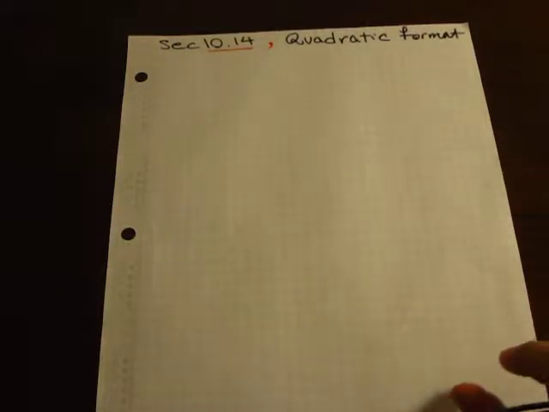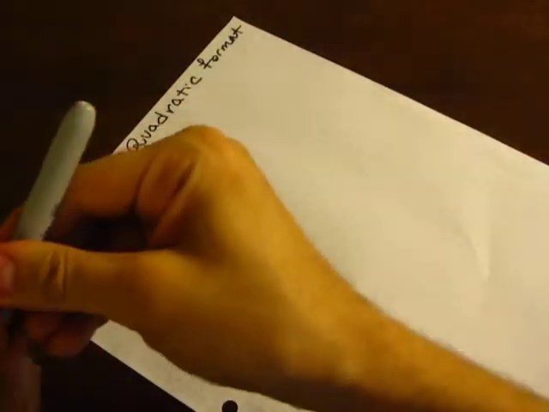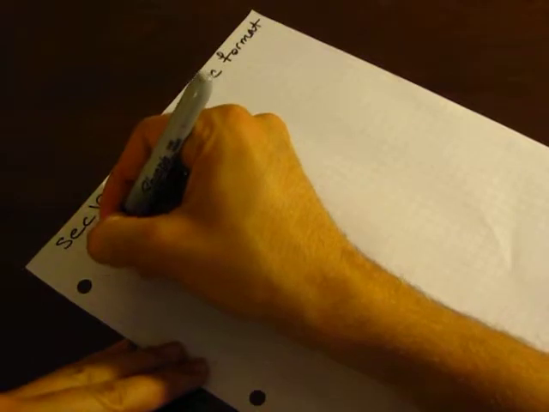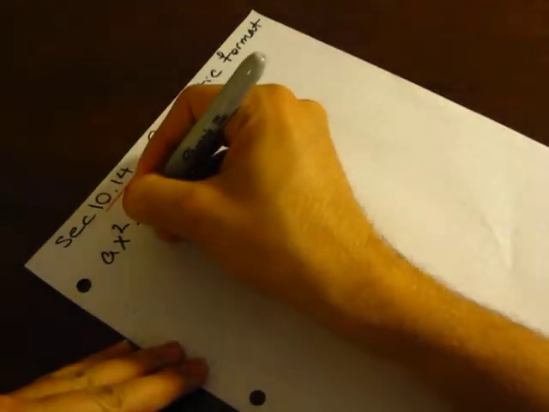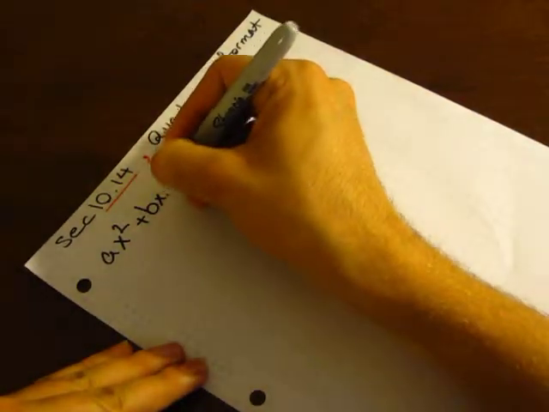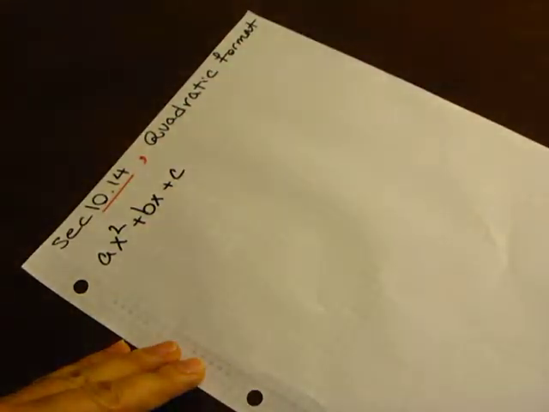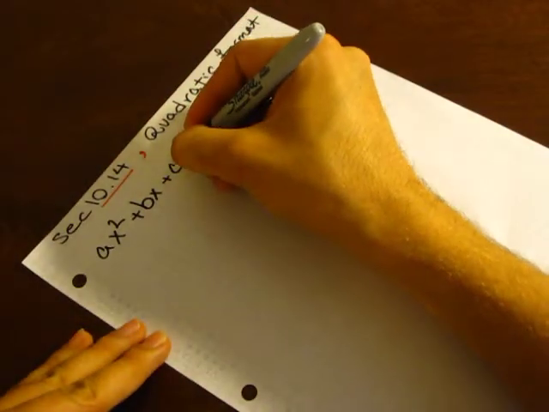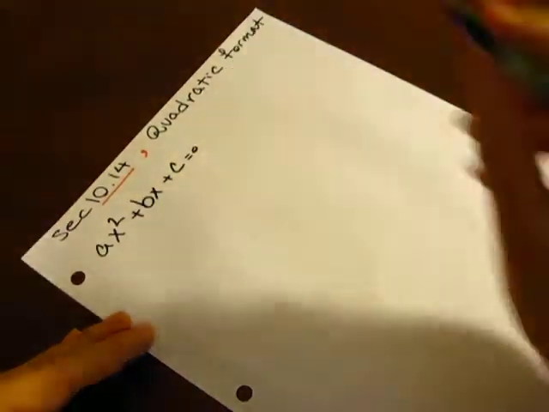So let's take a look at a sample quadratic equation. It's going to be ax squared plus bx plus c. So let's try to solve this equation and make it equal to 0. We have three different possibilities. The first one is no answer, the second one is one answer, and the third one is two answers.